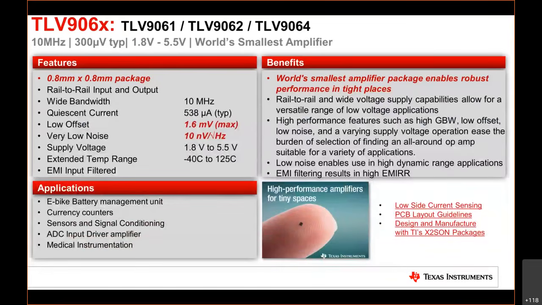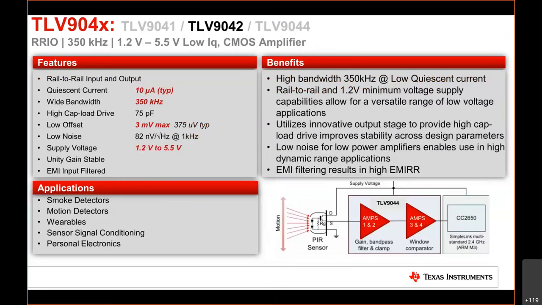Diving into the TLV906X, you might notice that image of the industry's smallest op amp. That's a regular finger. It's a 0.8 by 0.8 millimeter package, 5-pin. And this TLV906X device will be released in all of those different packages that I showcased earlier. But this is a 10 megahertz rail-to-rail input-output device, 1.8 volt to 5.5 volt supply. It has an extended temperature range of -40 to 125 C. And the different packages that we offer are included for this device as well.